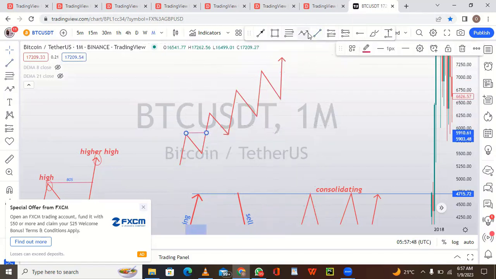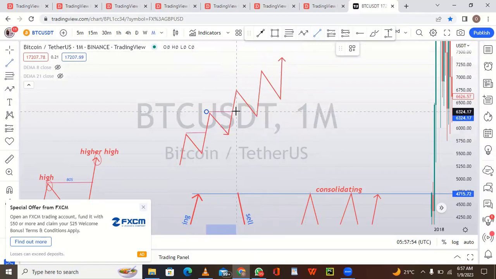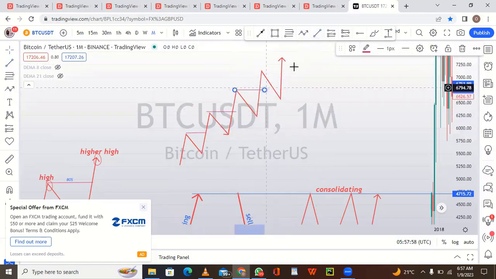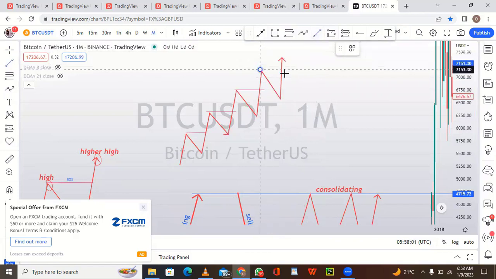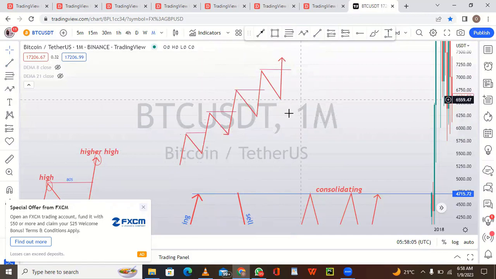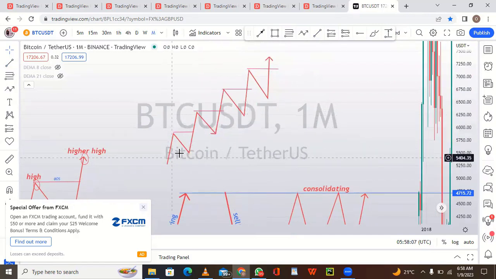This is a break of structure, a break of structure, a break of structure, a break of structure. So I've told you, for you to identify a bullish market, the first thing I said is that there is a low that must be identified. And then after that low is created, there should be a high.